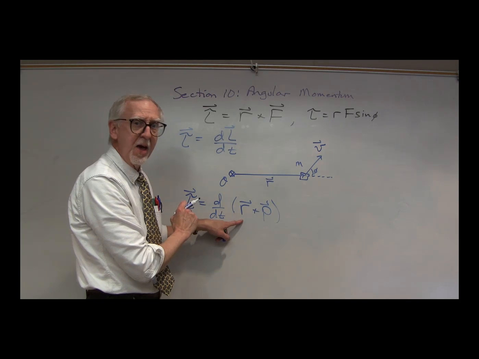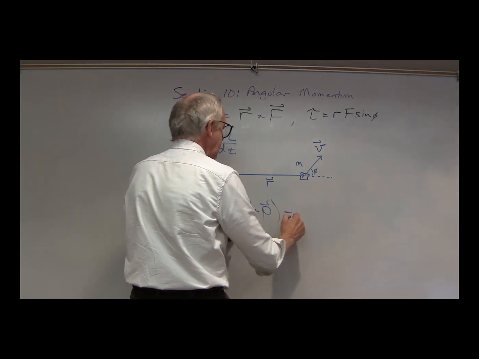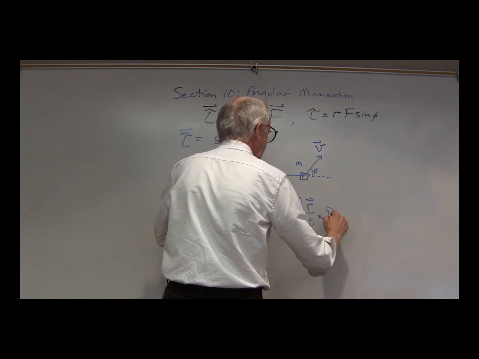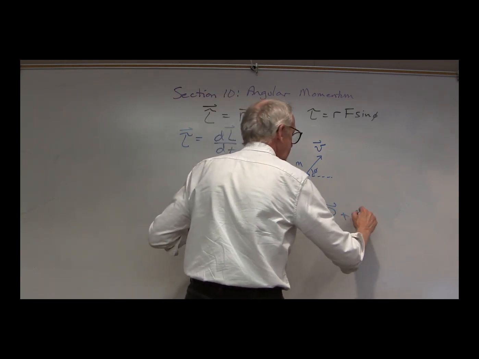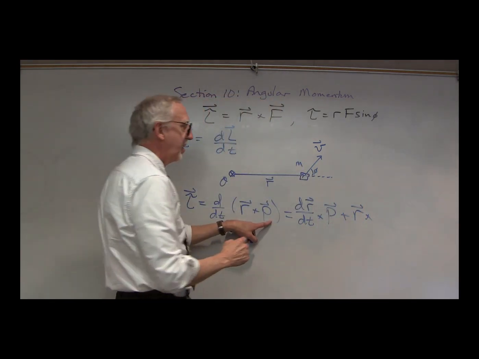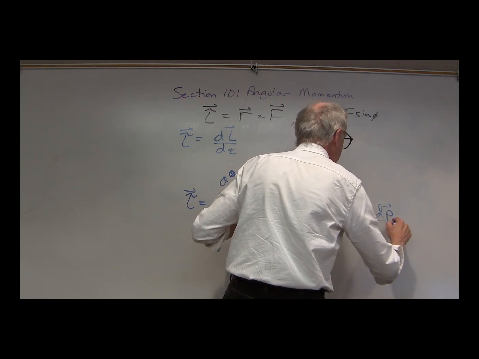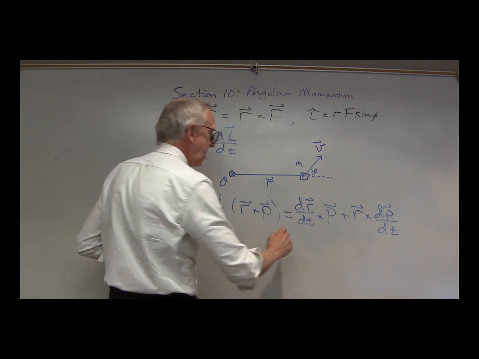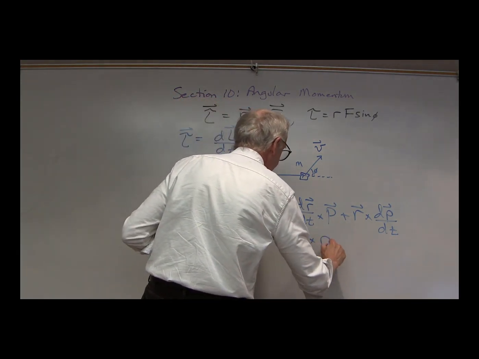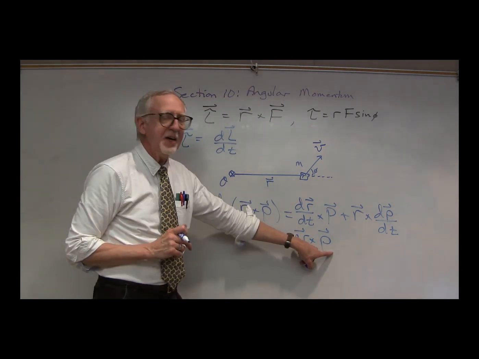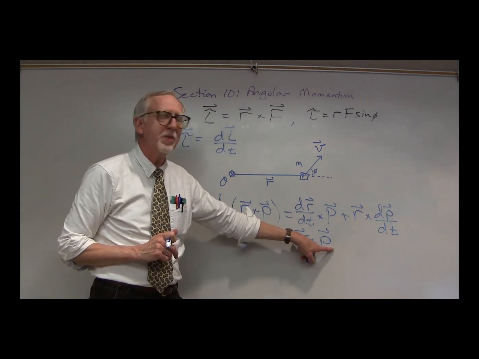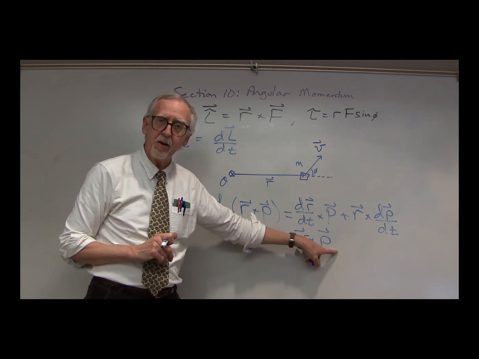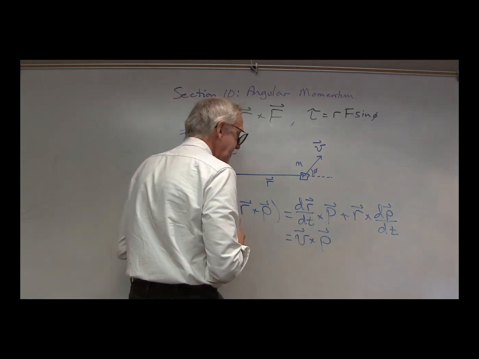That's going to be the derivative of the first, dr dt, crossed into the second, plus the first crossed into the derivative of the second, dp dt. So what do we get? What is dr dt? That's the velocity. But wait a second, p is the mass times the velocity, so p must be parallel to v. So what is the cross product of two vectors that are parallel? It's 0. So we know that term is going to be 0.